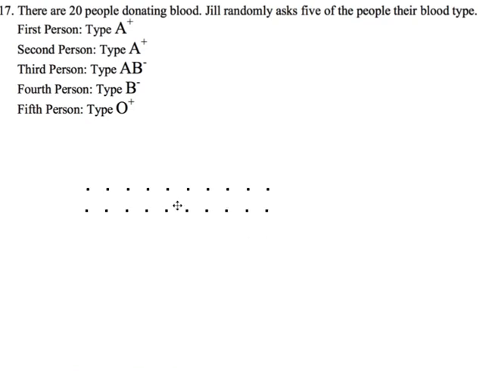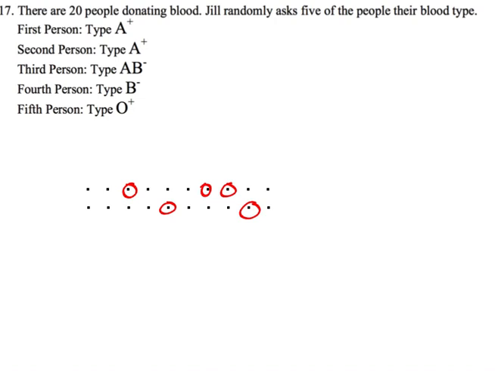So if we have 20 people, I'll represent them as dots, and we ask them their blood type. So we go and pick this person right here, and they say, hey, I've got A positive. We pick this person over here. I'm also A positive. We pick this person over here. I'm AB negative. This person's B negative, and this person says they're O positive. So we have 5 people that we have asked, and we got their blood types.